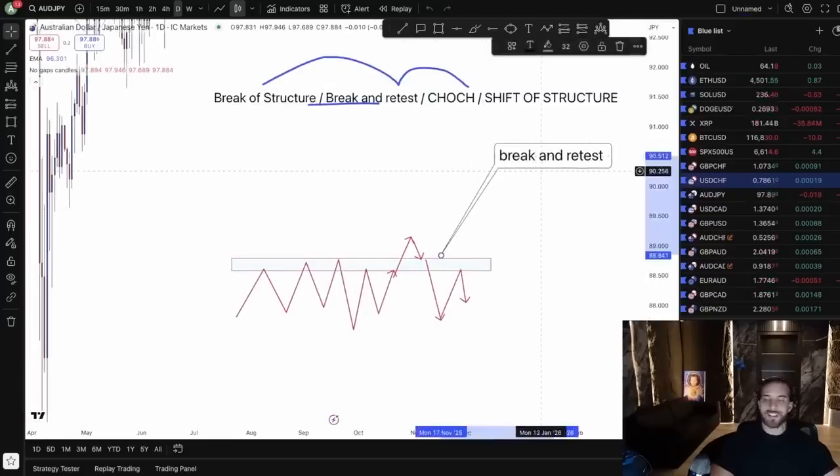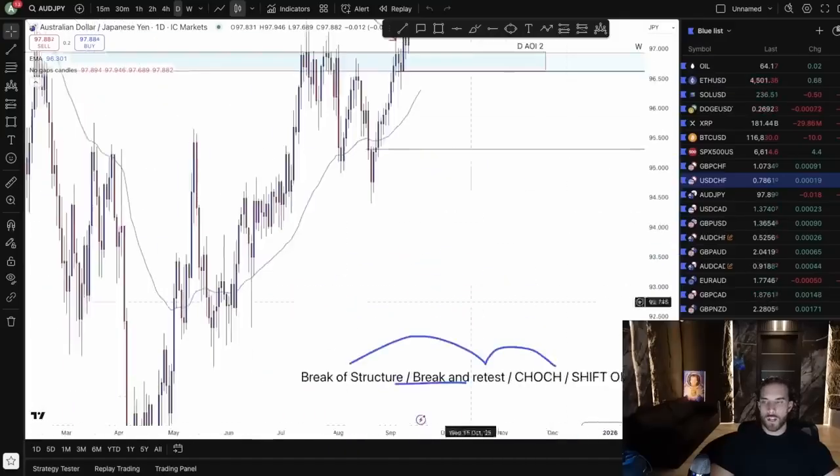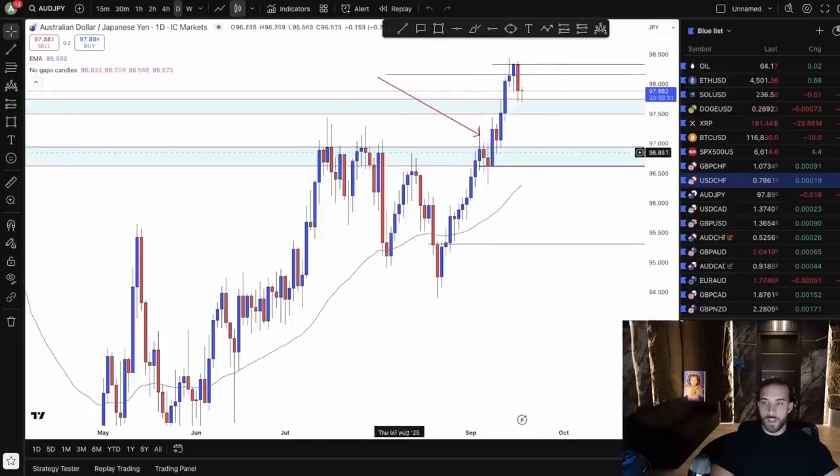But a break and retest is a trade continuation pattern because this is breaking out of this area and it's continuing in that direction. This right here, as you can tell, this was bullish in this example. It broke above, created the new higher high. It retested it, trade continuation pattern.